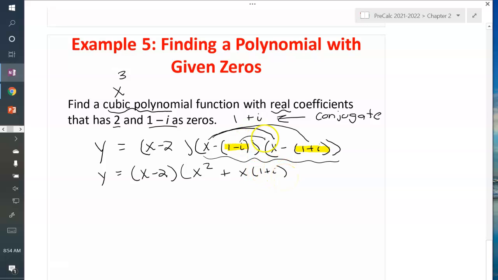Now distribute my 1 minus i. I get an x times 1 minus i. And then distribute the 1 minus i to the 1 plus i. So those are conjugates. You're going to get the sum of the squares of those. So the square of the first one is 1, the square of the second one is also 1, so I get a 2. And let's do some simplifying.